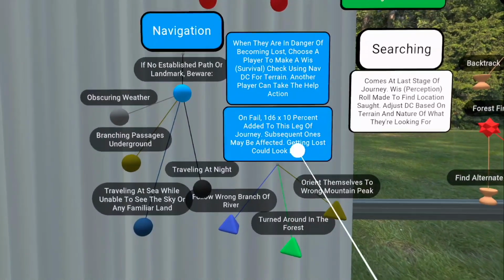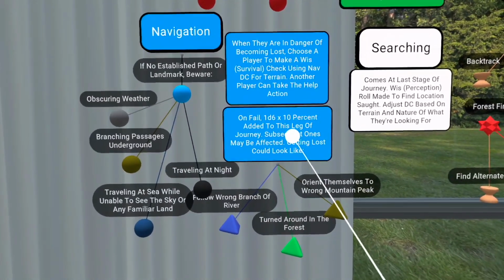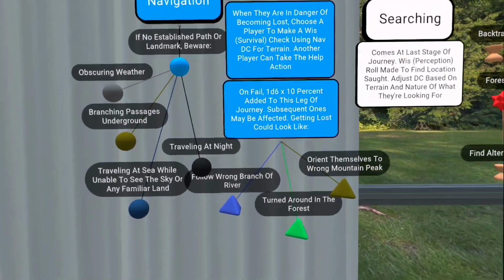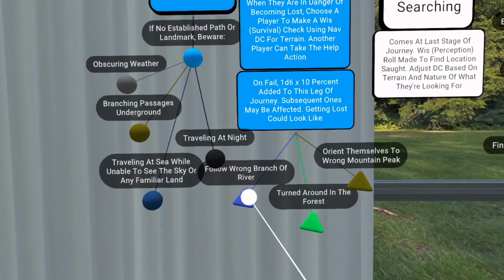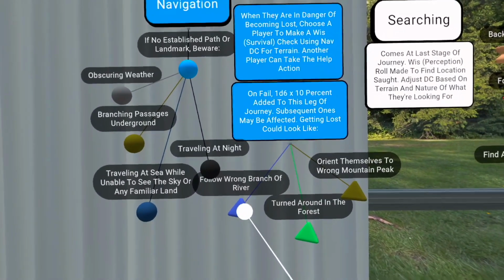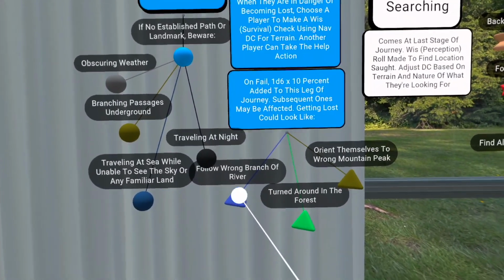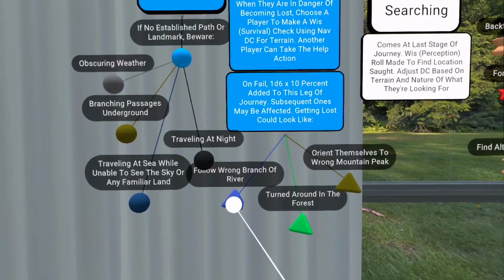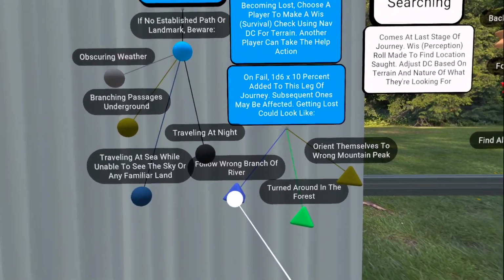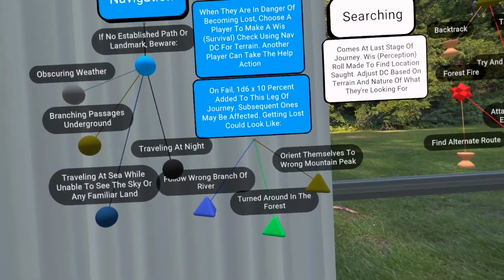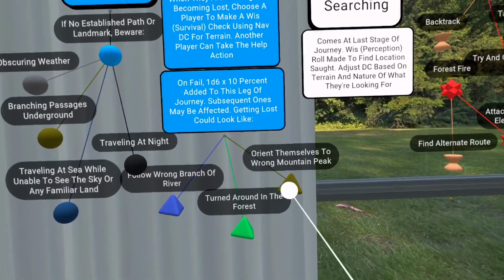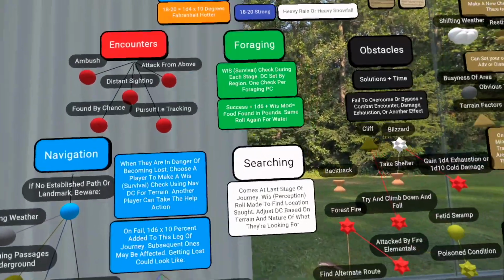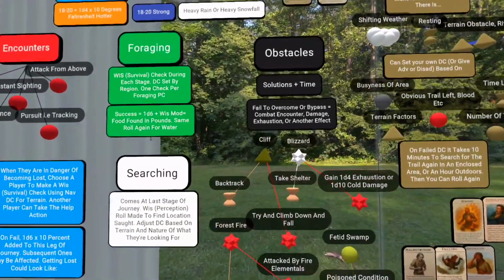So on a fail, that's showing you what happens. Getting lost could look like you end up following the wrong branch of a river. Narratively, this tells you as a dungeon master the kind of things you can say to describe the players being lost. If they get turned around in a forest, they orient themselves to the wrong mountain peak. So that's navigation.